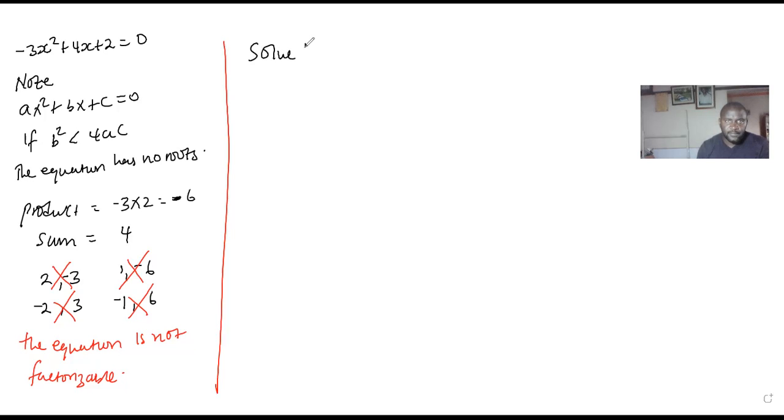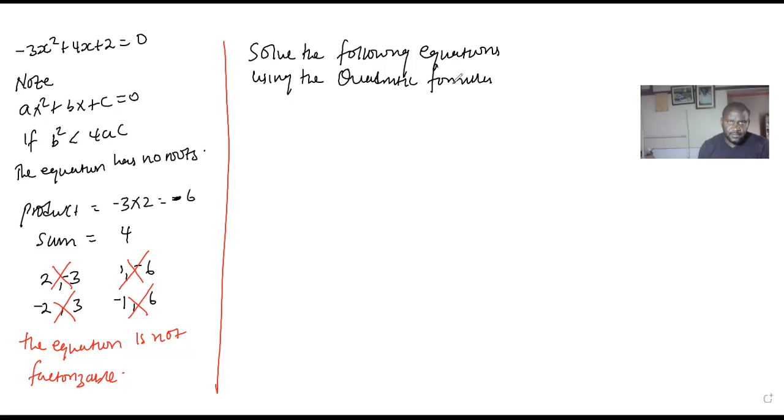Solve the following equations using the quadratic formula. The first one is going to be that very number. The second one is going to be x squared plus 4x minus 1 is 0. The third one will be for the learners.